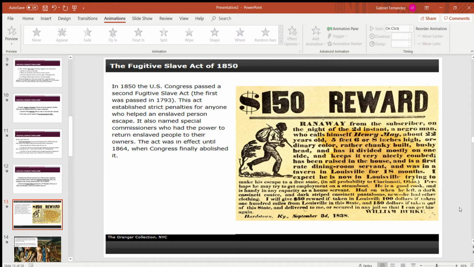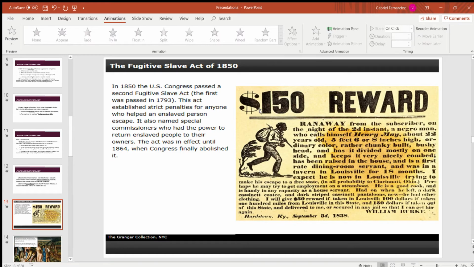So a little bit about the Fugitive Slave Act of 1850, not to be confused with the one passed in 1793. The one from 1850, the one we're talking about this lesson, is actually much harsher. This act established strict penalties for anyone who helped an enslaved person escape. It also named special commissioners who had the power to return enslaved people to their owners. The act was in effect until 1864, when Congress finally abolished it.